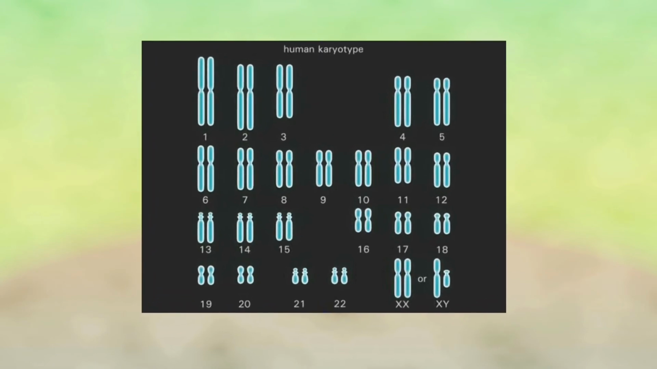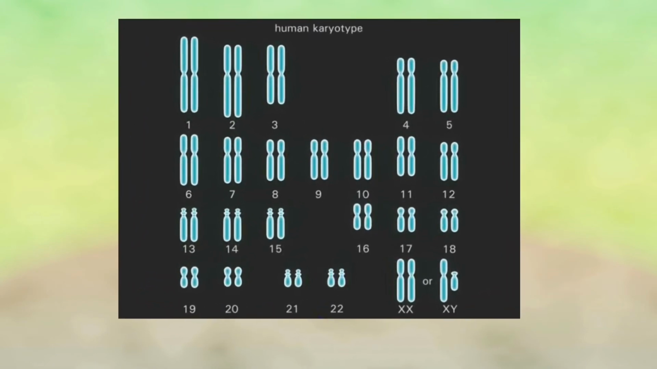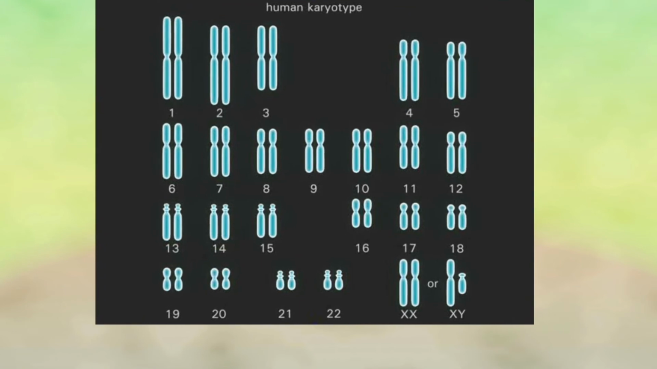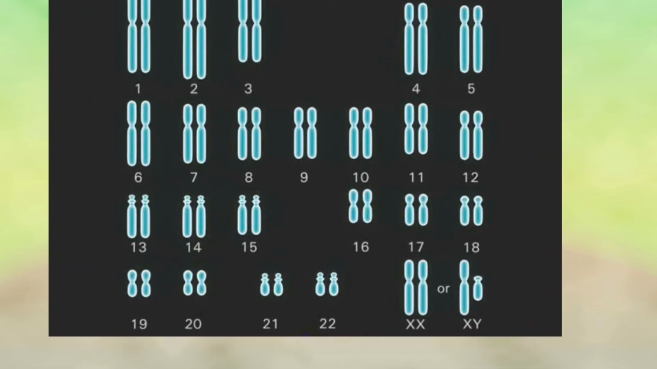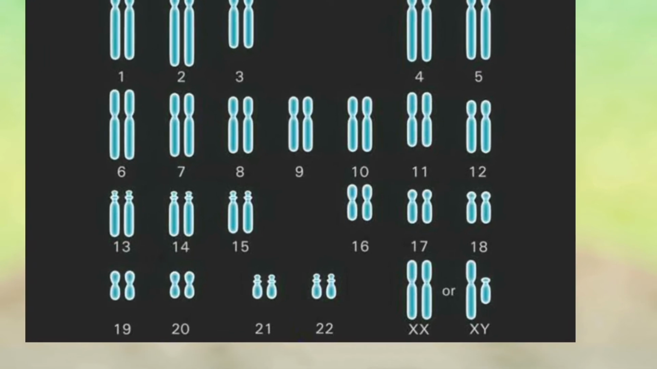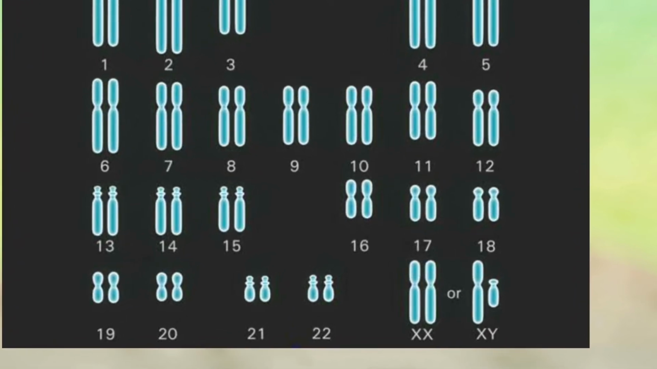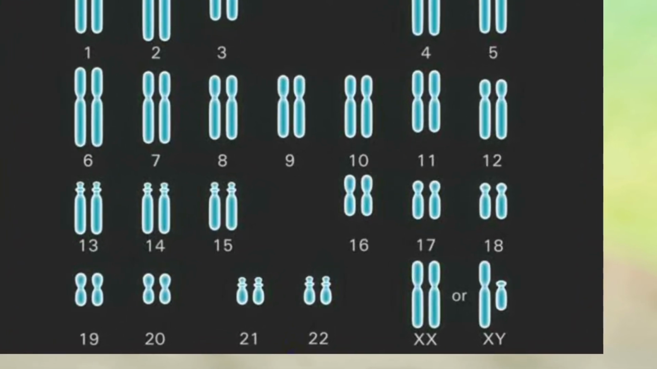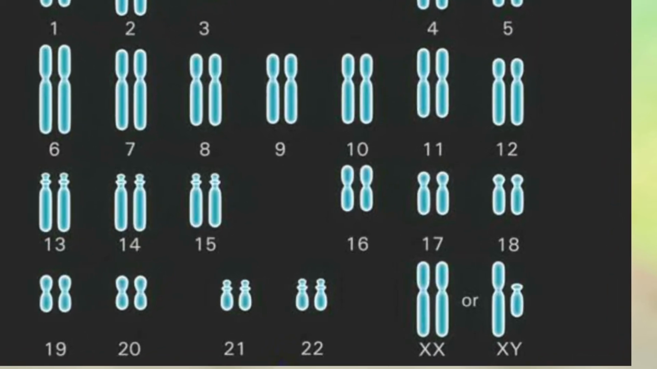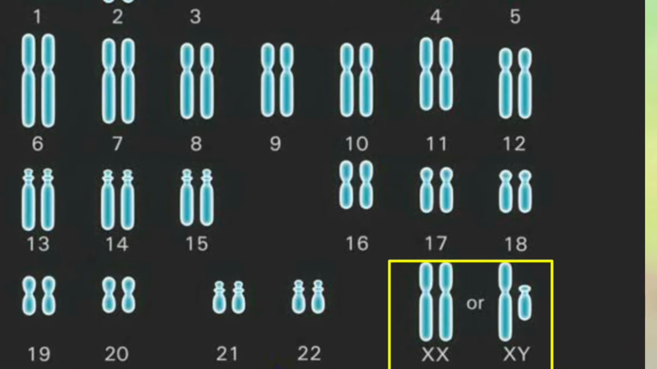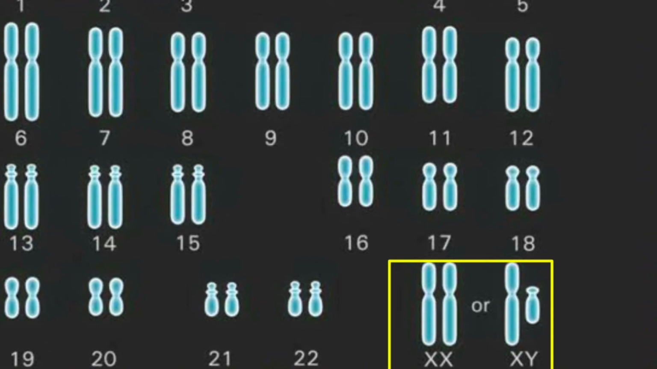In diploid cells, among the 23 pairs, one pair is concerned with determining the sex of the person. It is known as the sex chromosome, in which one is the X chromosome and the other is the Y chromosome. Females have XX chromosomes, males have one X and one Y chromosome. The remaining 22 pairs are known as autosomes.